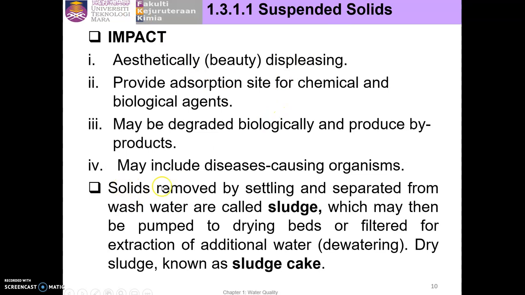So solid removed by settling and separated from wash water is called sludge. Okay, so nanti kita akan belajar sludge. So bila sludge tu filtered ataupun berlaku dewatering, so sludge known as sludge cake. This one will be covered in the next subtopic.